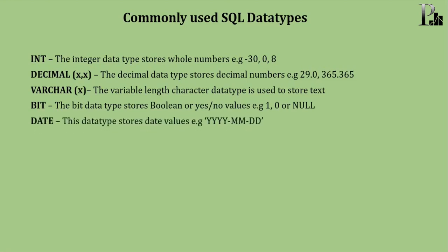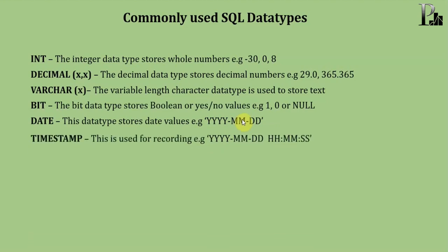Then we have the date data type. This one stores date values, and as you have seen, we have our date format: the year, month, and day. The timestamp, this one we use for recording time. So the year, month, date, hours, minutes, and seconds. So it is similar to the date format. And then blob, we use this one to store binary large objects, and we can also use it to store large data.